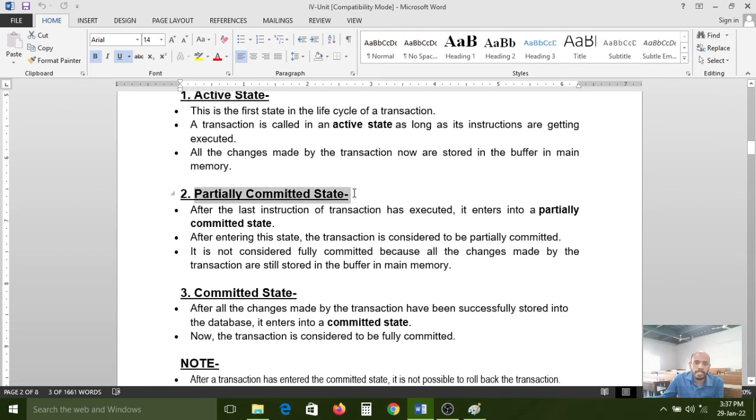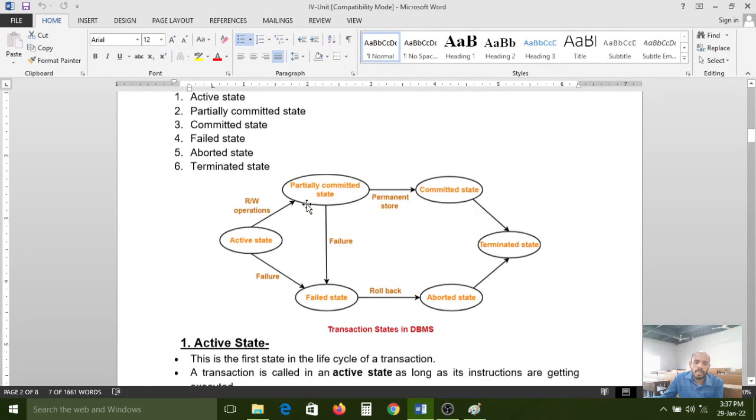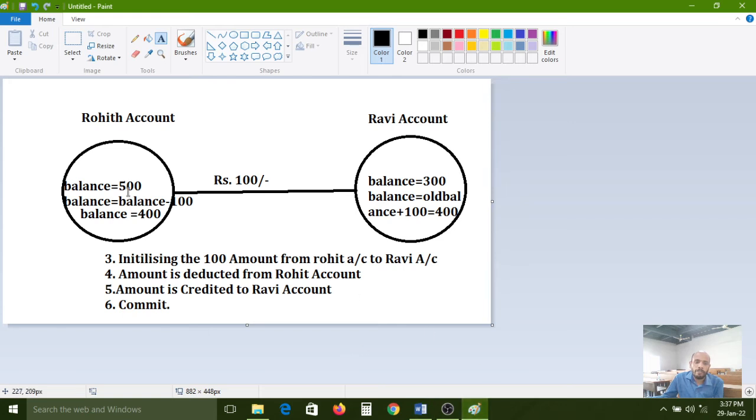Next, the partially committed state. After the last instruction of the transaction has executed, it enters the partially committed state. For example, when 100 rupees is entered into the text box to transfer from Rohit's account to Ravi's account, that is partially committed. It is still available in the buffer memory. Partially committed means from Rohit's device, it is partially saved in RAM memory.